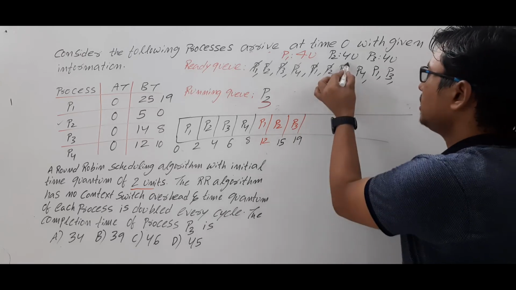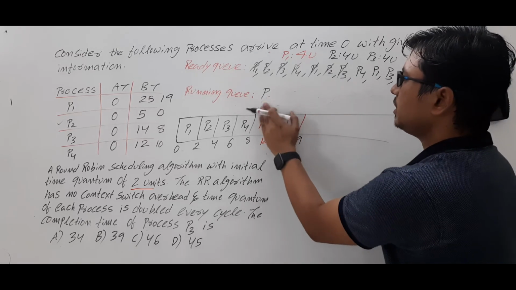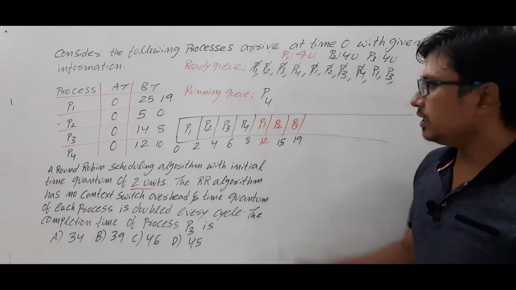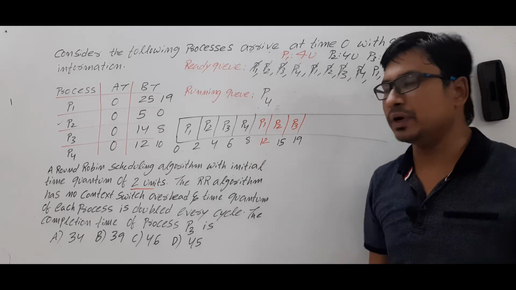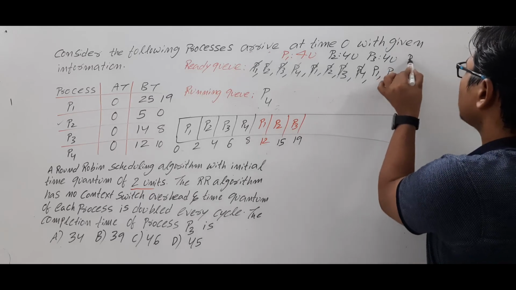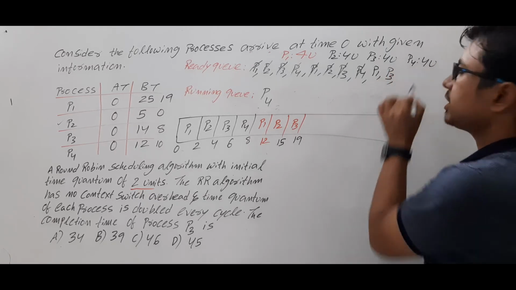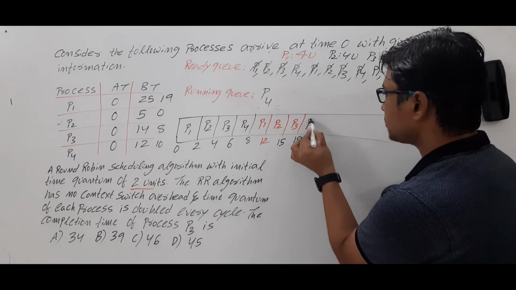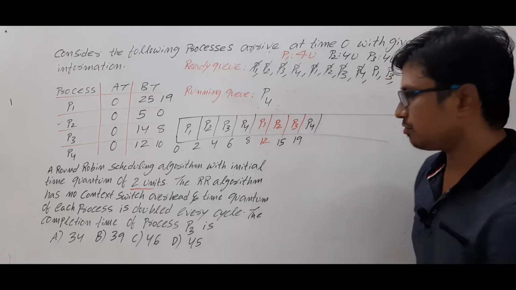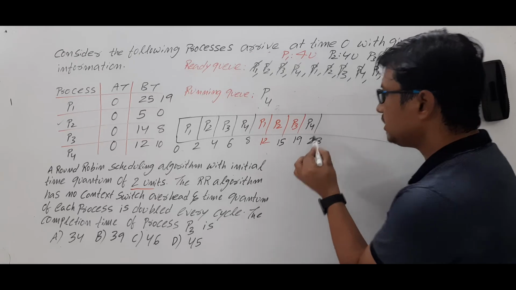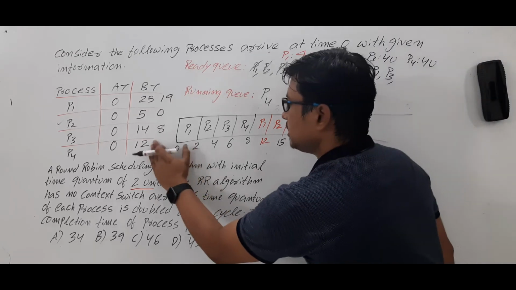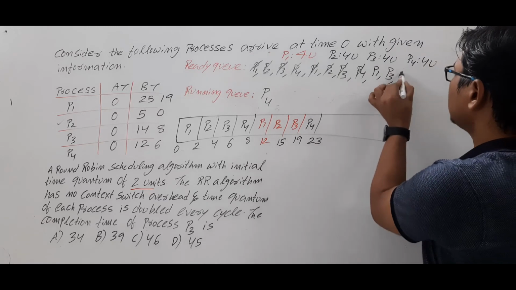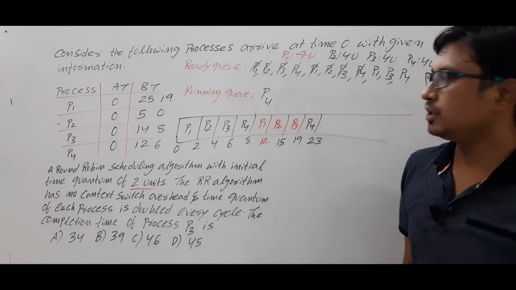Is it clear? Now process P4 will be scheduled to the running queue. Even process P4 has completed one cycle, its time quantum will also be doubled. It will become 4 units. Are you able to understand? So process P4 will also run for 4 units of time. At 23 units of time, its remaining burst time is 6 units, and it will be sent to the ready queue.